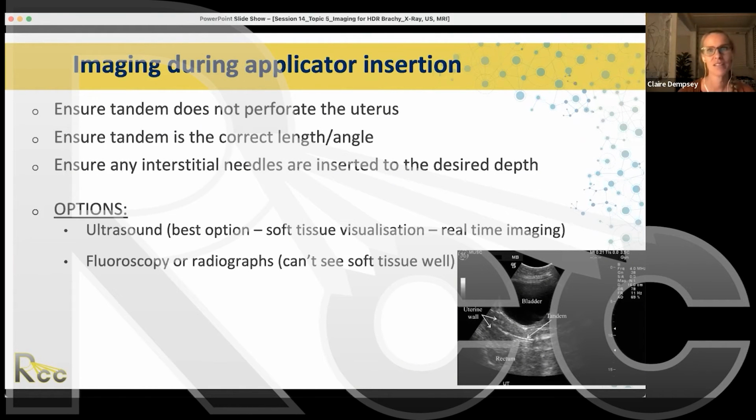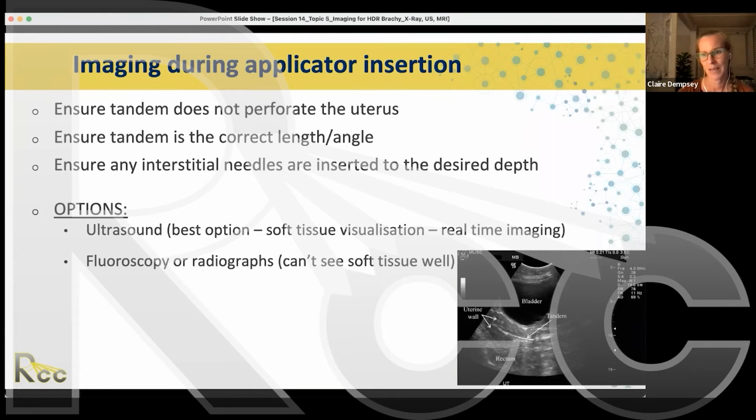So there are a lot of reasons that we want to image during applicator insertion. So one of those is to ensure that the tandem doesn't perforate the uterus as you're doing the insertion. Another one is to ensure that the tandem is the correct length and the correct angle inside the patient. And also, if you're doing any interstitial needles, it's really helpful to validate that they've been inserted into the depth that you need them to be inserted. So the options for imaging during applicator insertion, the best option really at this point is ultrasound, because you've got that great soft tissue visualization. It's real-time imaging.